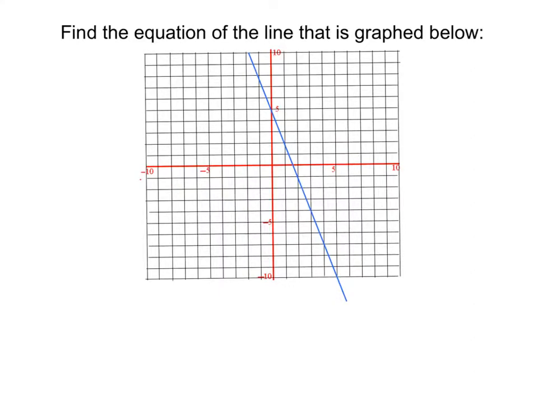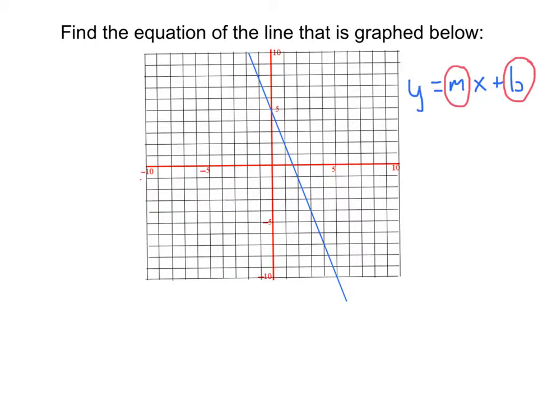Now let's try a little bit different problem. This time we're given the graph of the line and we have to try to find the equation of the line. Now we know the equation of the line will take on the form y equals mx plus b. And we know that because it's a straight line, and any straight line can be written in that form. So all we have to do is figure out what is the m, which would be the slope, and what is the b, which would be the y-intercept.